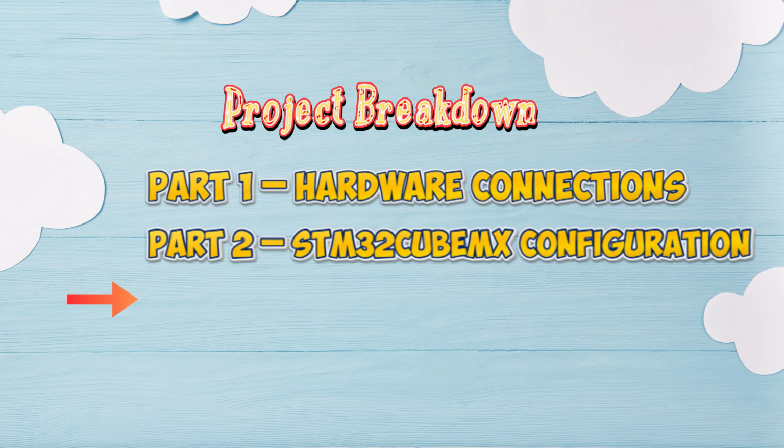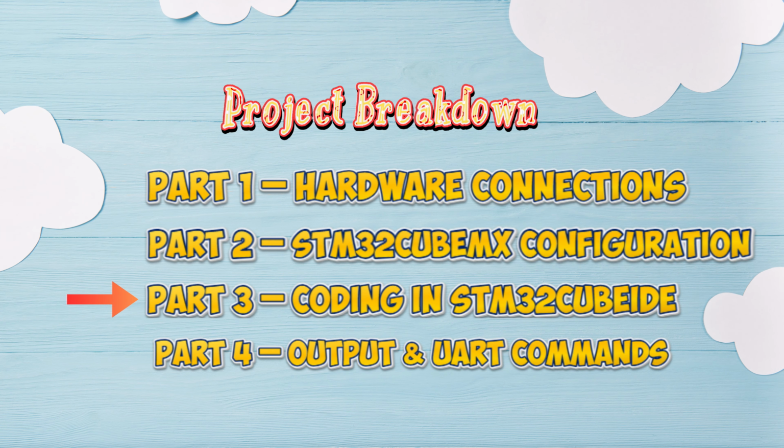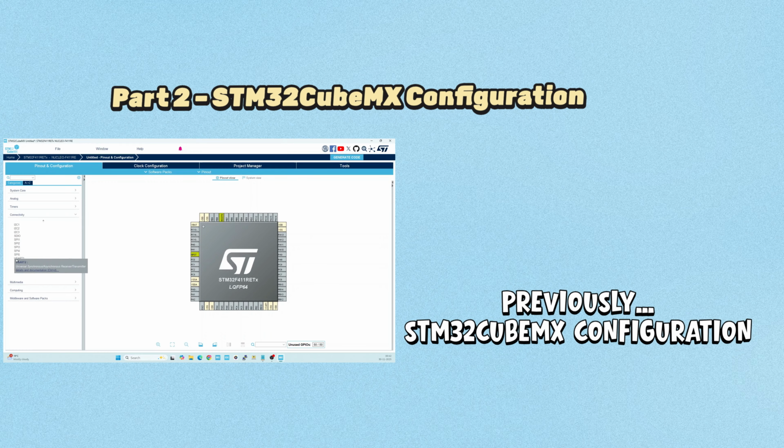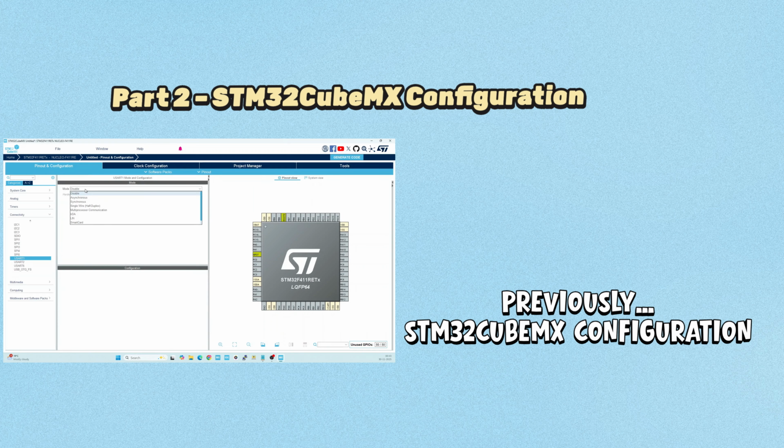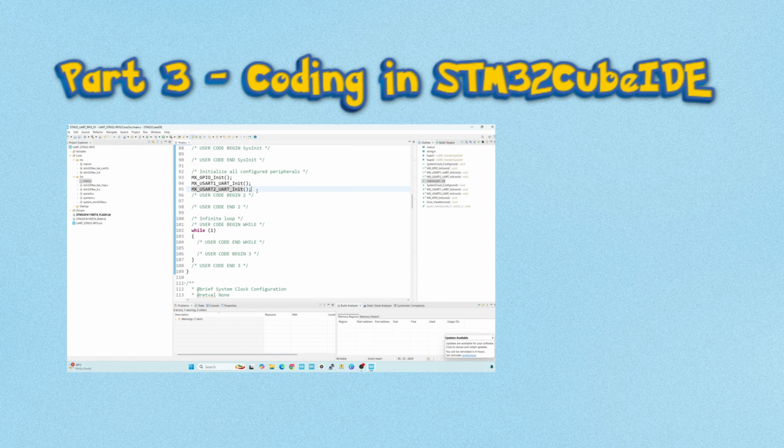This is part 3 of our UART communication series between STM32 and Raspberry Pi. In the previous video, we configured the UART peripheral using STM32 CubeMX. In this video, we will go through the STM32 code in STM32 CubeIDE and understand it step by step.